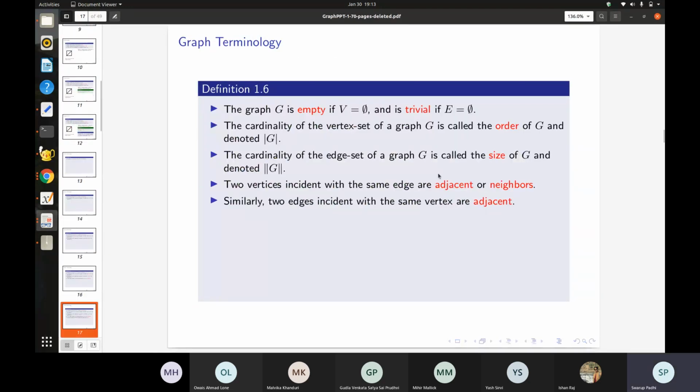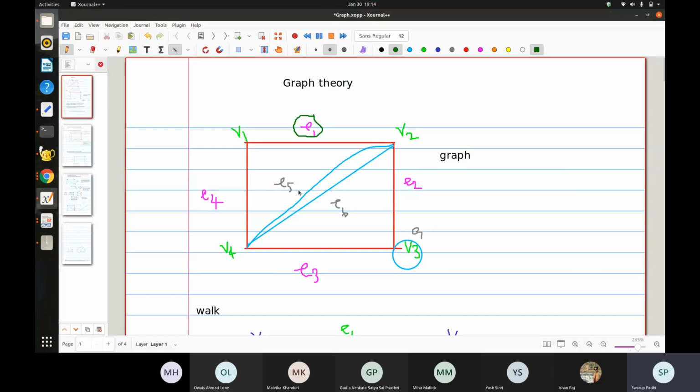Now, similarly, two edges incident with the same vertex are adjacent. What does it mean? It means that, as in this example, E5 and E6 are adjacent edges because they are incident with the same vertices V4 and V2. So edges which connect the same vertices are also adjacent. They are otherwise also known as parallel edges. So parallel edges are adjacent edges.